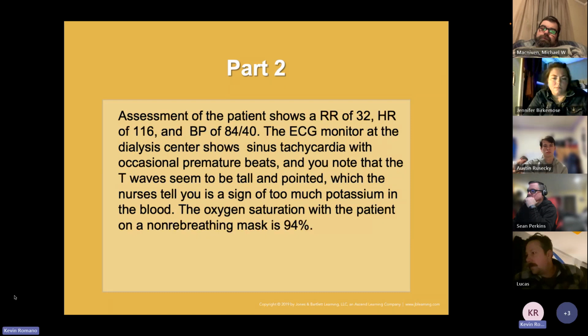Right, your assessment of the patient shows a respiratory rate of 32, heart rate of 116, blood pressure 84/40. ECG monitor at the dialysis center shows sinus tachycardia with occasional premature beats. And you note that the T waves seem to be tall and pointed, which the nurse tells you is a sign of too much potassium in the blood. Remember, we talked about those tall peaked T waves, right? The oxygen saturation with the patient on a non-rebreather mask is only 94%.